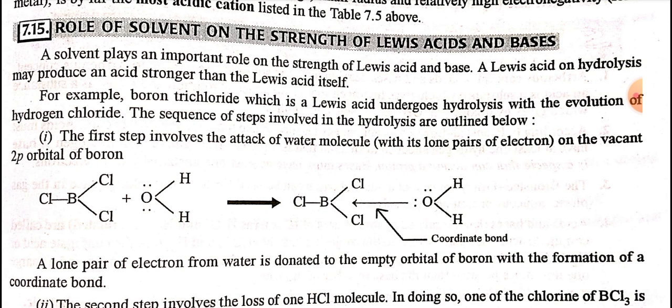The first step involves the attack of a water molecule, with its lone pair of electrons, on the vacant 2p orbital of boron. The lone pair of electrons from water is donated to the empty orbital of boron with the formation of a coordinate bond. The second step involves the loss of one HCl molecule. In doing so, one of the chlorine atoms is replaced by one OH group. The third step involves the repetition of the above steps till all the chlorines are replaced by hydroxyl groups and one gets boric acid.